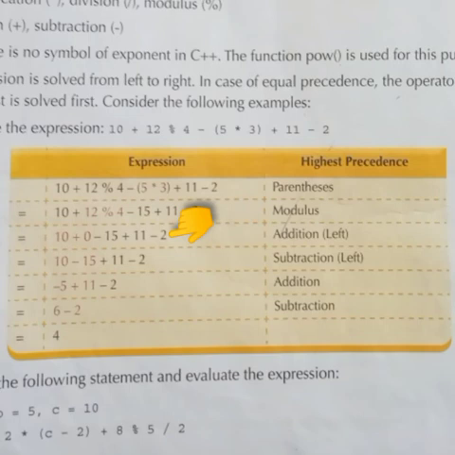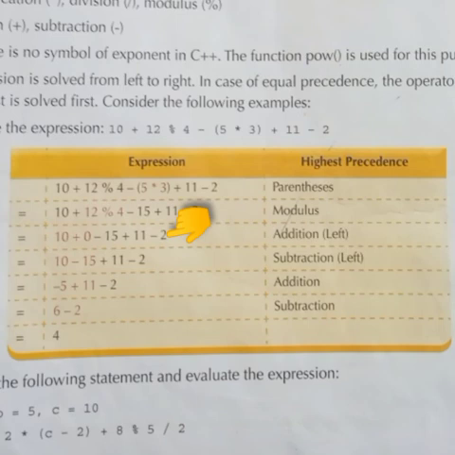Now what operators are there? Plus and minus only. The fourth precedence is addition and subtraction. Both have the same precedence, so the expression is solved from left to right. In case of equal precedence, the operator that appears first is solved first. That is the condition. We need to start from left to right. The first operator is plus: 10 plus 0, what will we get? 10 only. 10 minus 15 plus 11 minus 2.